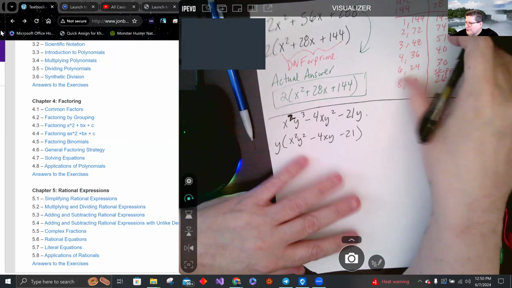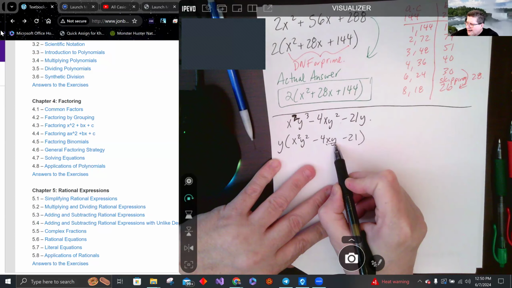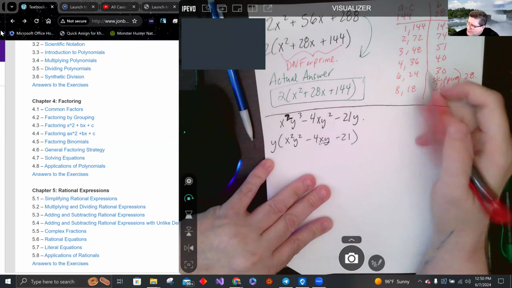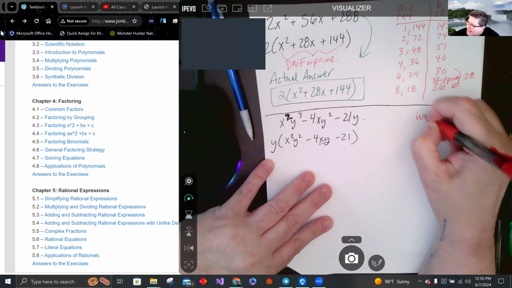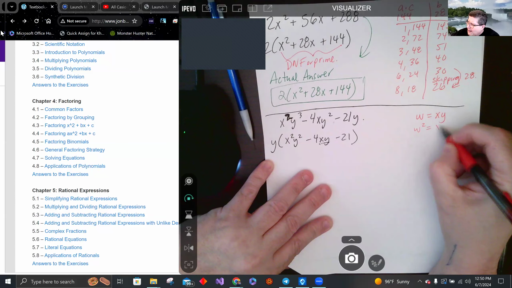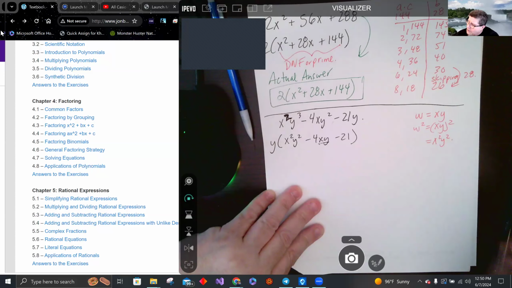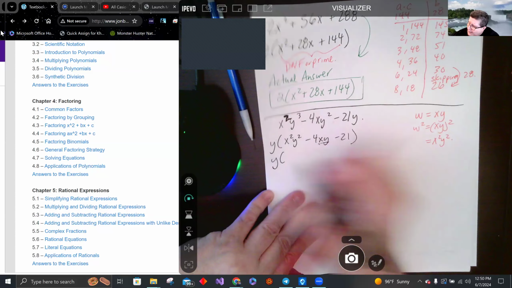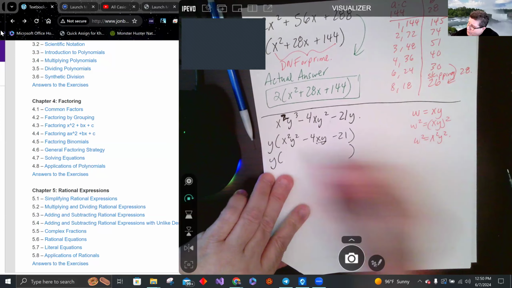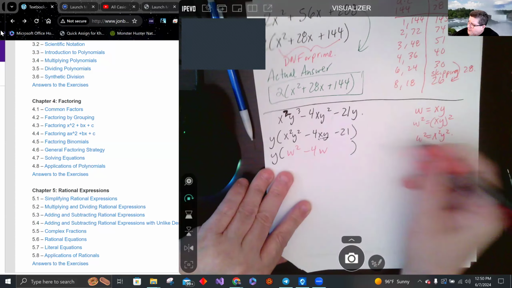And this might look a little confusing, but if you see this thing where we got 2 letters and there's 2 here as well, I'm going to do like a little substitution thing here. I'm going to say w equals xy. So if I square w, I have xy squared, which is x squared y squared. Which means I can temporarily rewrite this as w squared, which is that, xy is w, minus 21.